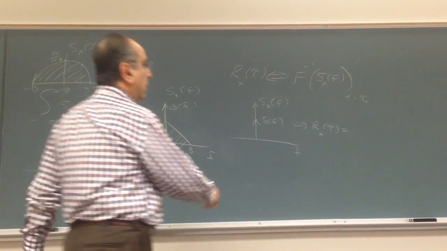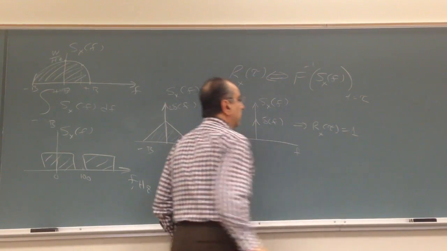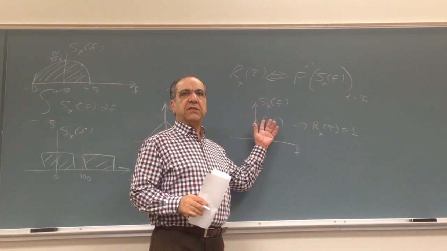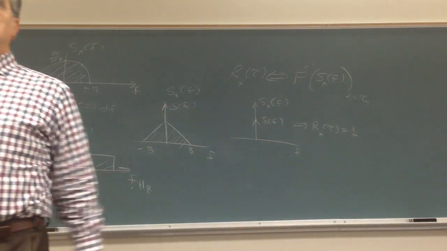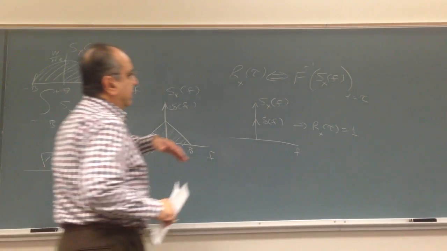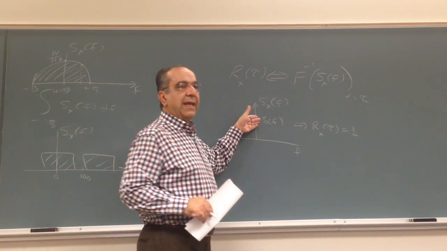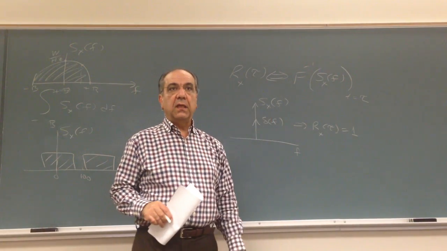Flat, 1, because the inverse Fourier transform of delta f is 1. And if the weight here is k, then it would be k.